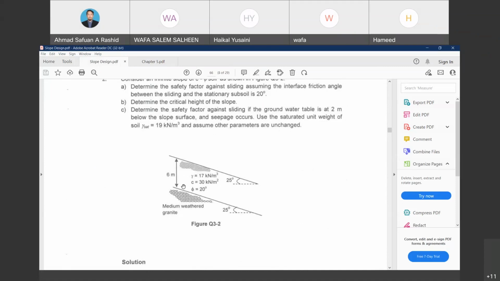For example, the unit weight is equal to 17. C is equal to 30, while phi is equal to 20. Beta is equal to 25. Then the saturated unit weight is equal to 19. So we may use the equation of M to solve this problem.